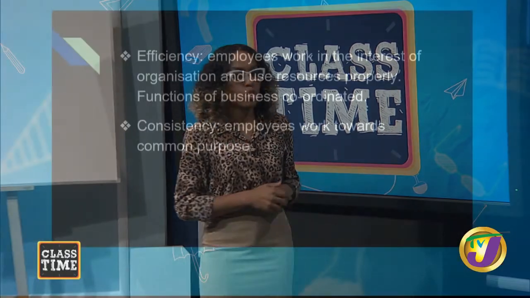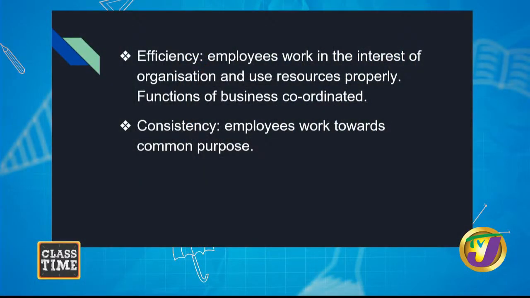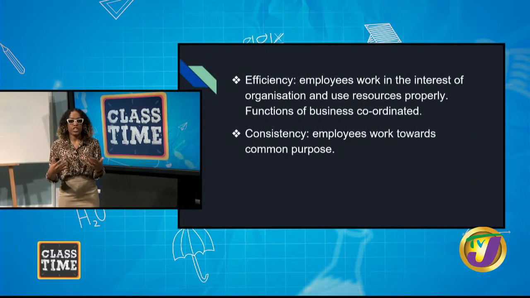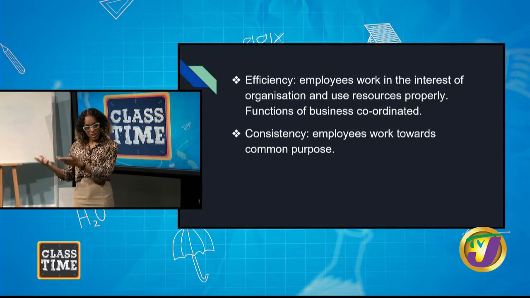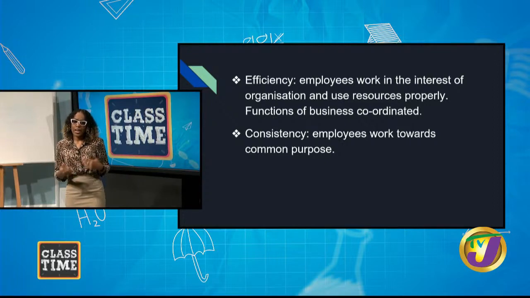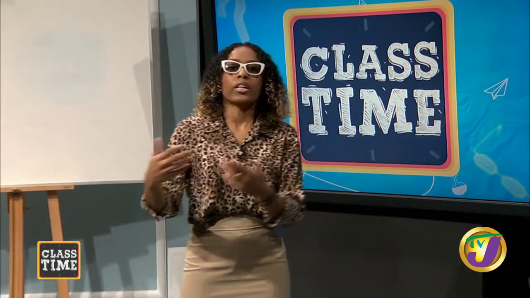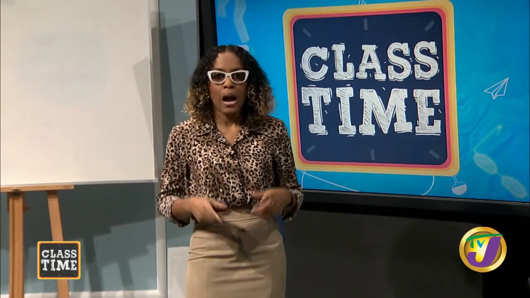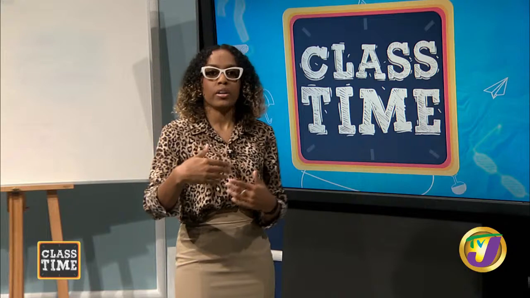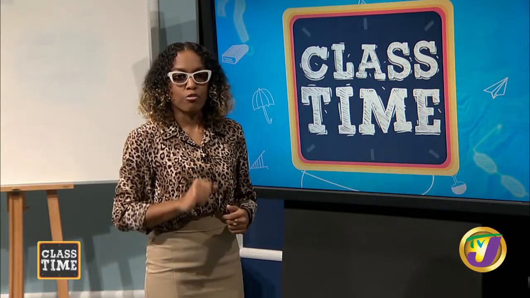Efficiency. This is a very good one. Employees work in the interest of the organization and use resources properly. Functions of business are coordinated. So you want to know that the resources that you have, the assets that you have, you're using them effectively and efficiently so that you will achieve the objective at the end. So you have your timeline and things that you're working towards. So you want to use them appropriately, hence the efficiency of using up your resources.